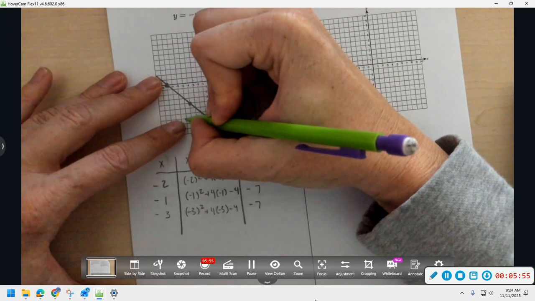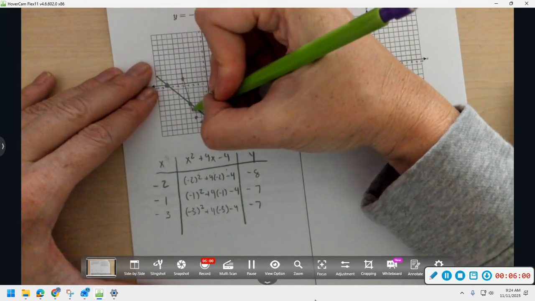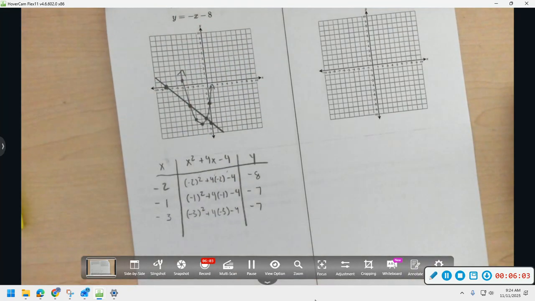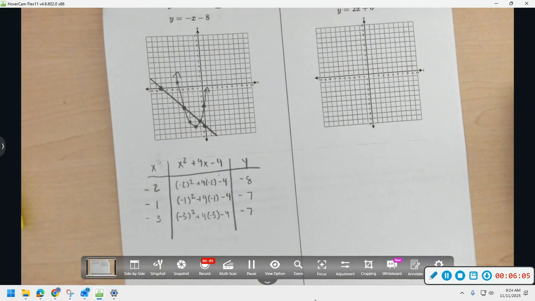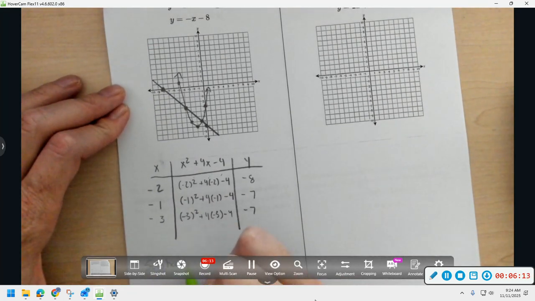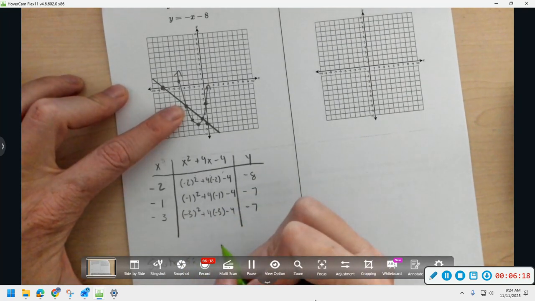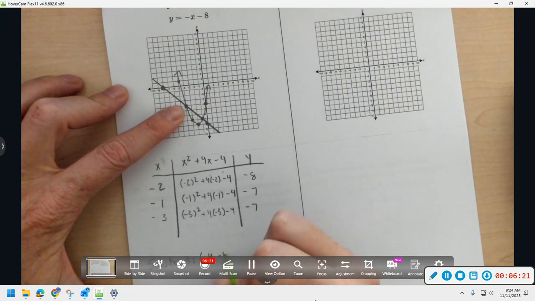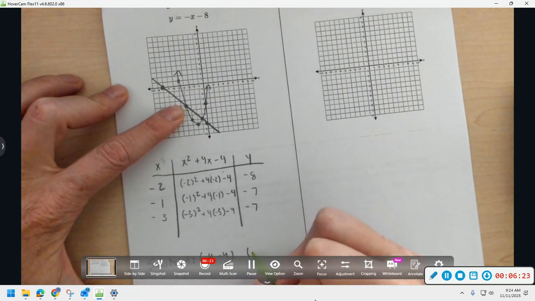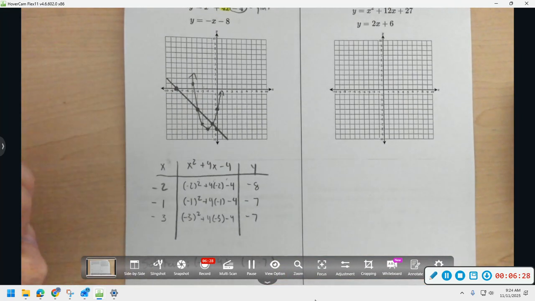When I kept telling you, if you just remember the parent function points, it'll make everything a lot faster. This is where it makes it a lot faster. So there, I've got 2 intersection points. So my solutions, or where they intersect, is at negative 4, negative 4, and at negative 1, negative 7. So if you do this graphically, your intersections are your solutions.